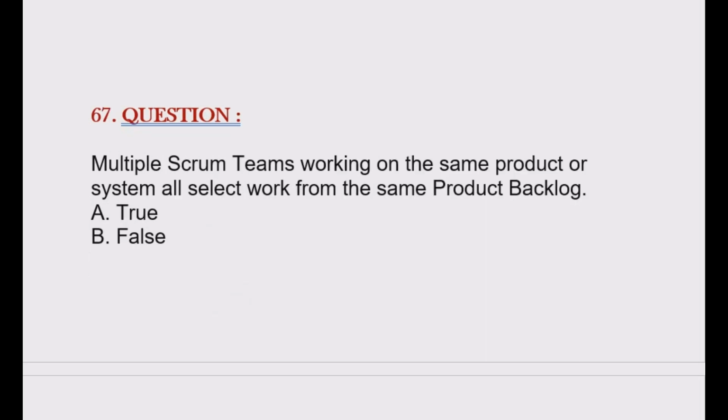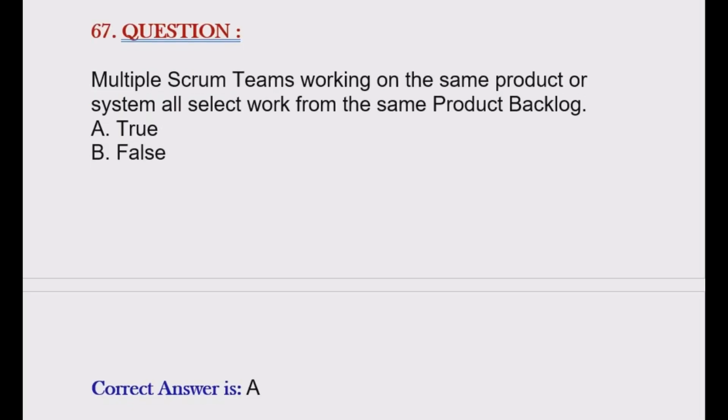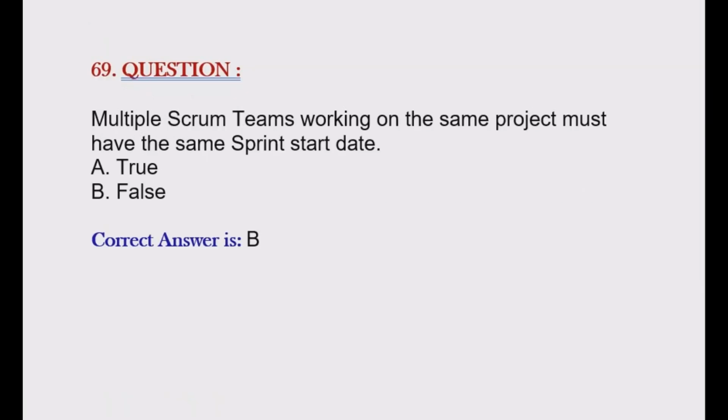Question is, multiple Scrum teams working on the same product or system all select work from the same product backlog. Options are true or false. Correct answer is option A, true. Question is, multiple Scrum teams working on the same project must have the same sprint start date. Options are true or false. Correct answer is option B, false.